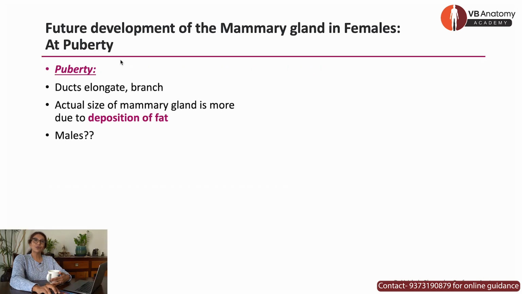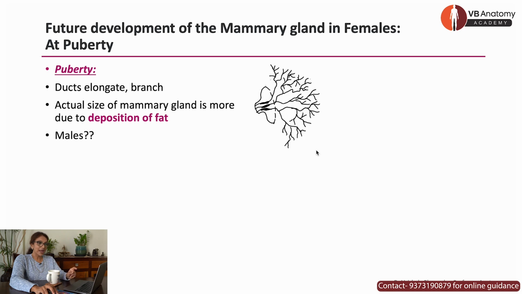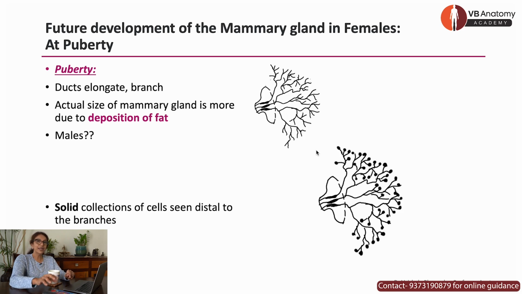But what happens to the female when she hits puberty? When she hits puberty, the ducts begin to elongate downwards. There is a lot of deposition of fat. You can see the branching, and a solid collection of cells appears at the distal end of these branches. So now something that looks like a proper breast begins to form.